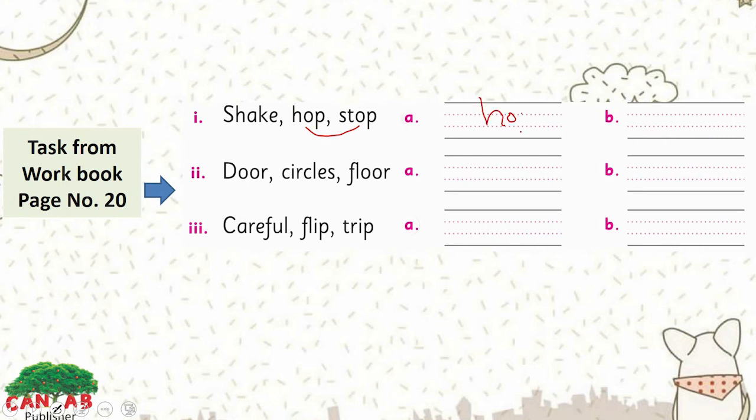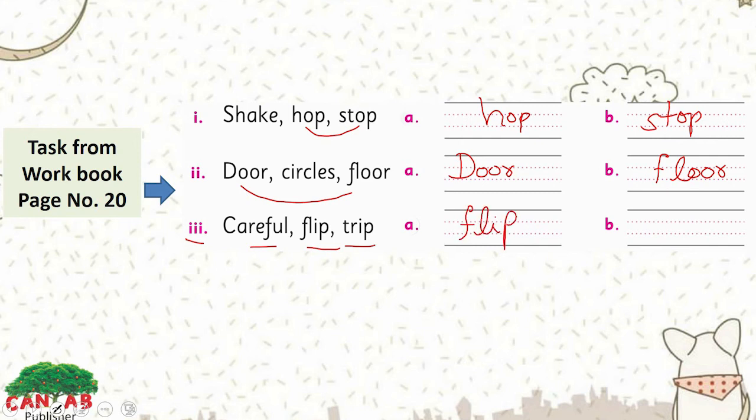Hop and stop. The second one, door, circles and floor. Yes, the door and floor. The third one, careful, flip or trip. Yes, flip and trip.